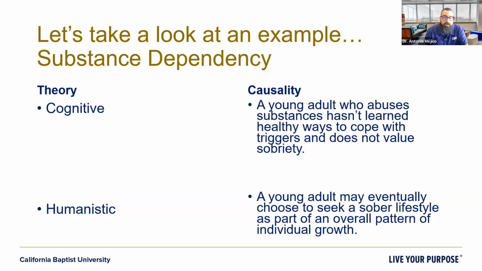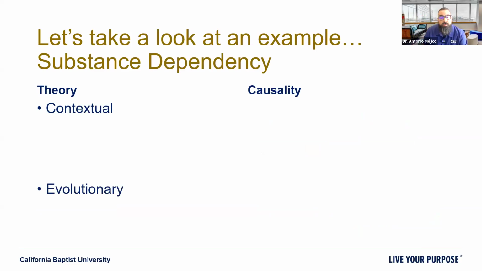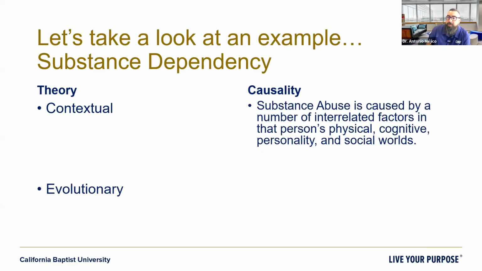So that's how a humanistic theorist might explain it. Contextual theorists might say, look, substance abuse is caused by a number of interrelated factors in that person's physical, cognitive, personality, and social worlds. A contextual theorist may say, look, there's a lot going on, and a lot of it has to do with the context of the environment of the individual. When we study the habits of some individuals who are addicted to substances, we often see that there is a ritual involved with it.